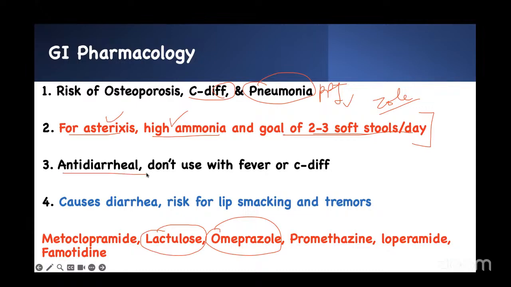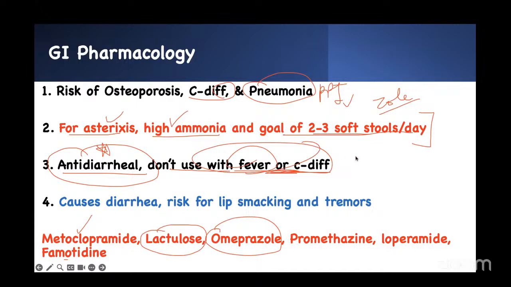Which one is an antidiarrheal? You shouldn't use it if you have fever and C. diff. Look at them: metoclopramide, promethazine, loperamide, and famotidine. Metoclopramide causes diarrhea, therefore it cannot meet the definition of antidiarrheal. Famotidine can cause diarrhea, so it doesn't meet the definition. These medications, you shouldn't use if you have infectious diarrhea. That's what it means. If you have infectious diarrhea, you shouldn't take it. And that is loperamide.